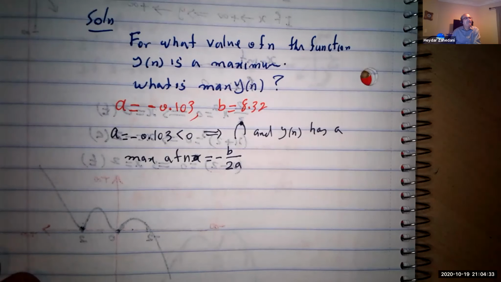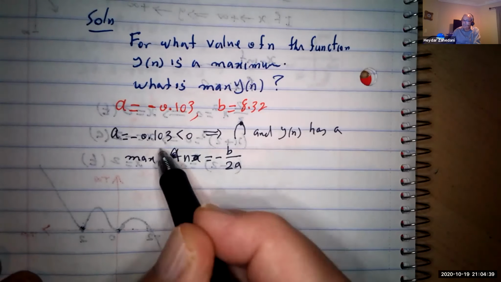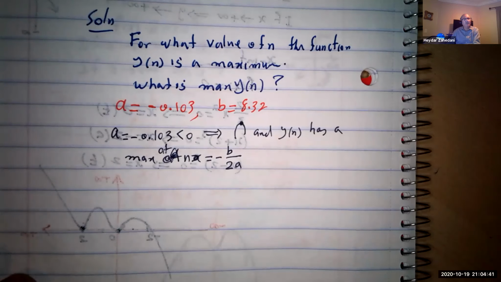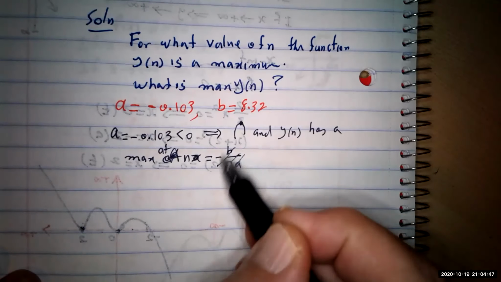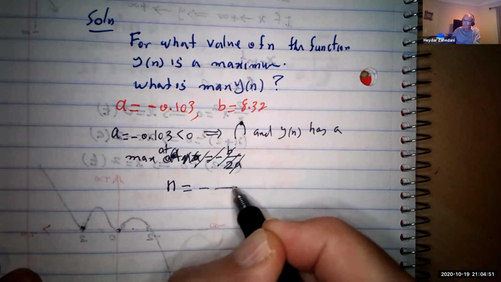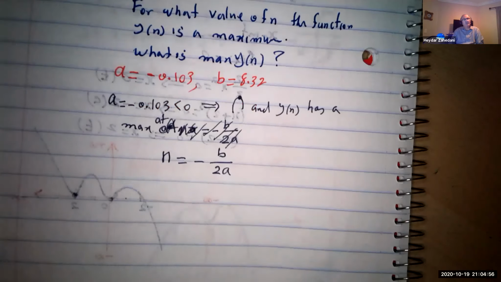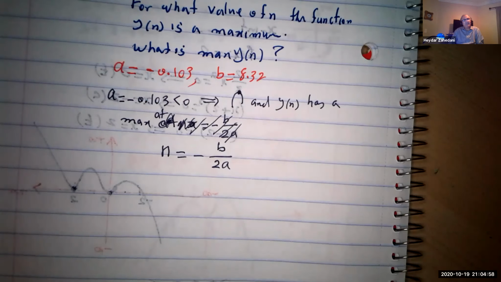Has a max at n equal to the vertex, n equal to, okay, remember, negative b over 2a. Let me rewrite it. N equal to, that's n is x usually, okay? N equal to negative b over 2a at the vertex.